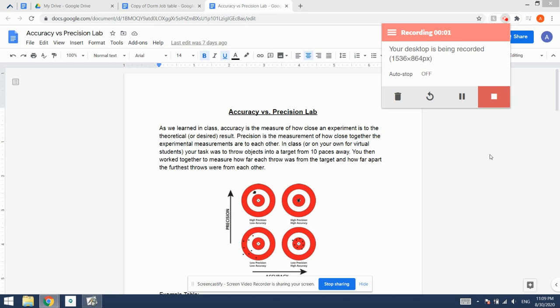Hey everyone, just want to give you a little bit of an overview of accuracy and precision, and then also go over the lab activity that we did a little bit ago, just so you can give a little bit of insight so that you know what to do when you do yours. So let's go over here.